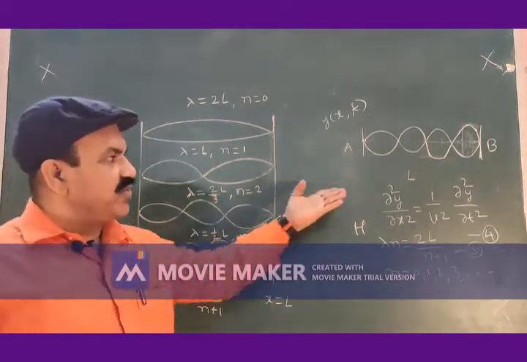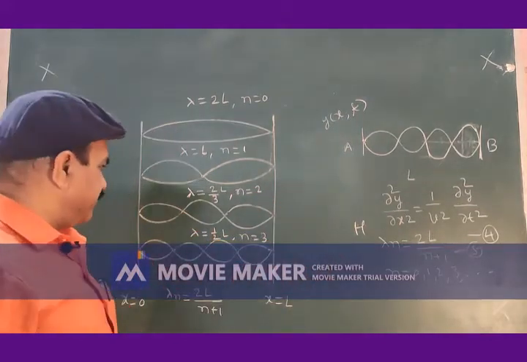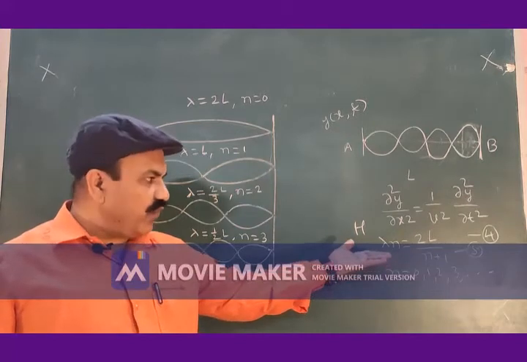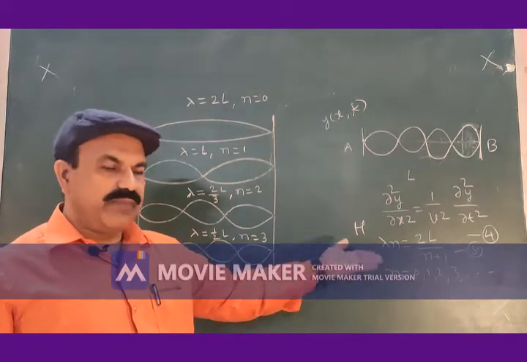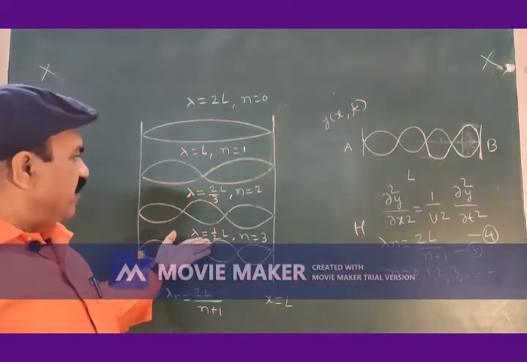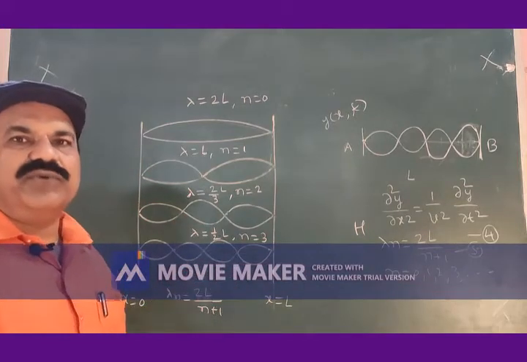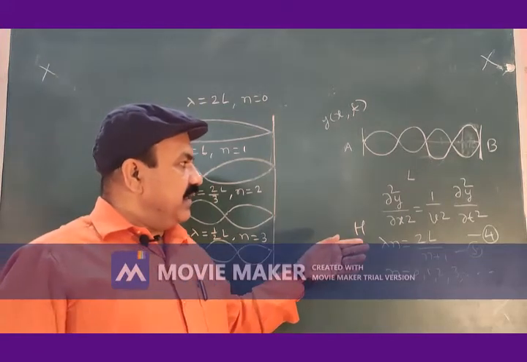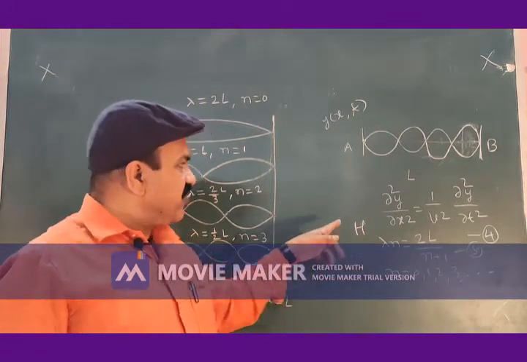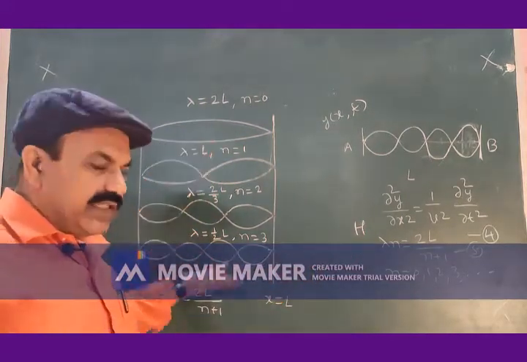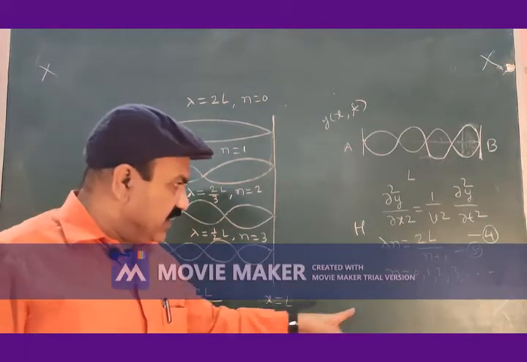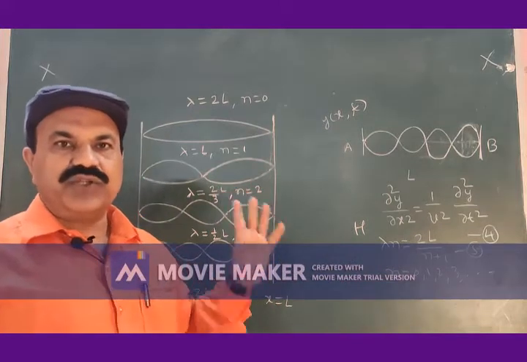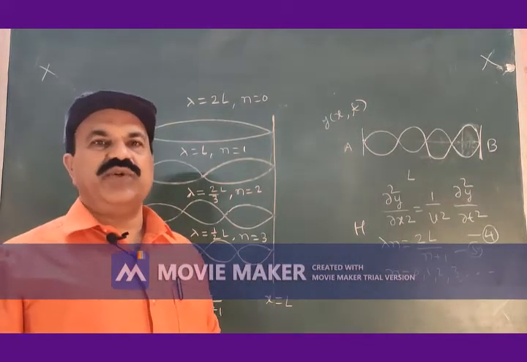This is another possible solution for this differential equation. Here you have n equal to 3. 3 plus 1, 4 in the denominator, 2 by 4, 1 by 2. So here lambda is equal to 1 by 2L for n equal to 3. So the solutions of this equation are these, governed by equation 5. Other solutions are not allowed.